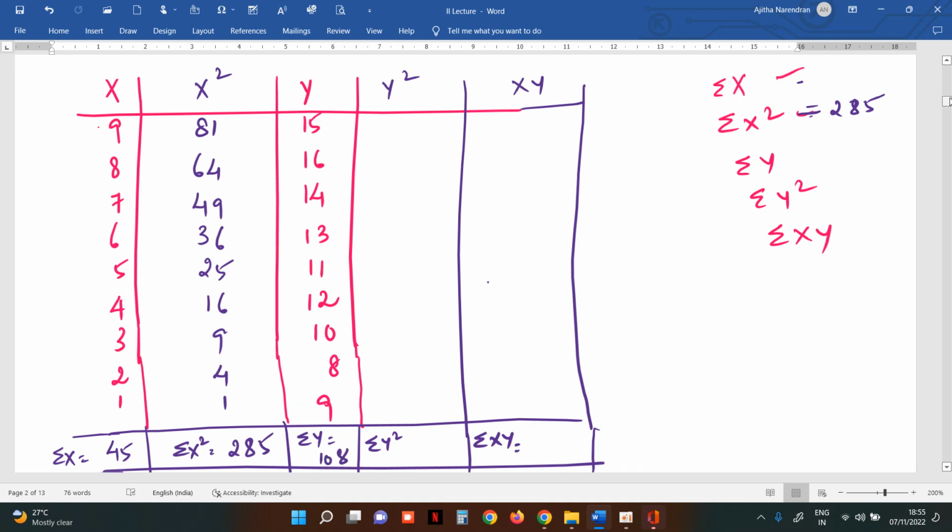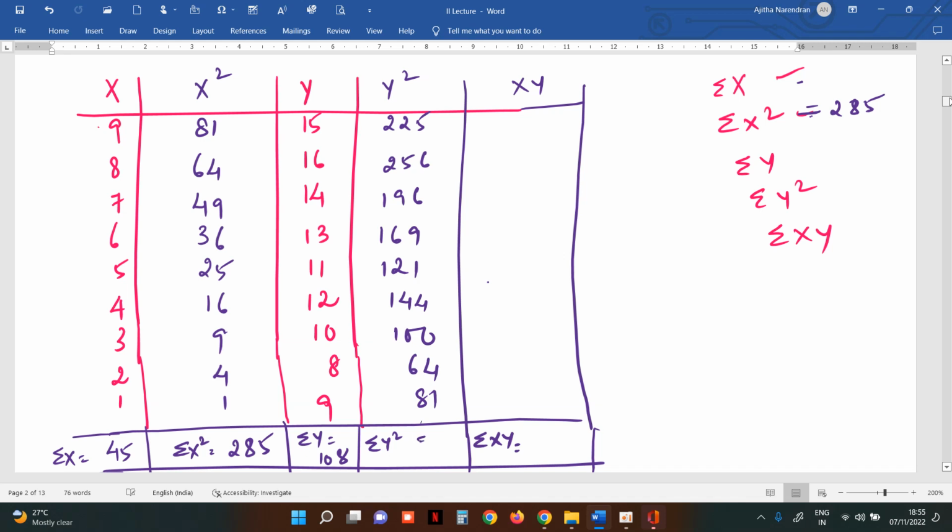Later on you can do this. 15 into 15 is 225. 16 into 16 is 256. 14 into 14 is 196. 13 into 13 is 169. 11 into 11 is 121. 12 into 12 is 144. 10 into 10 is 100. 8 into 8 is 64, 9 into 9 is 81.